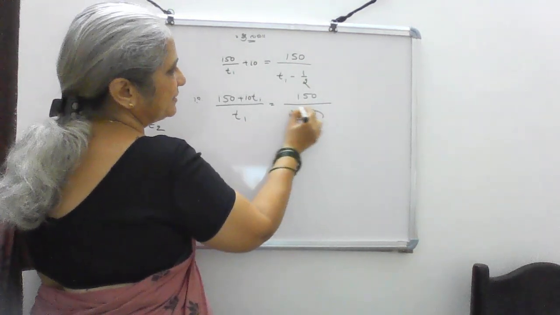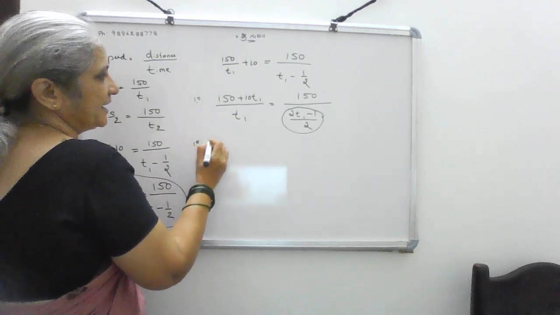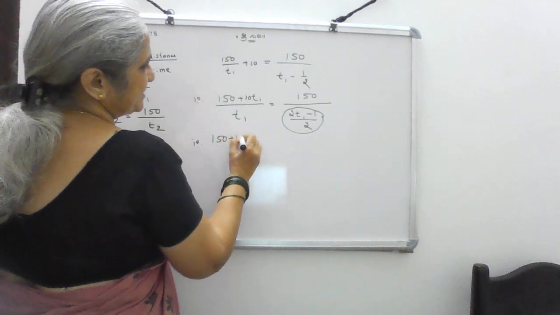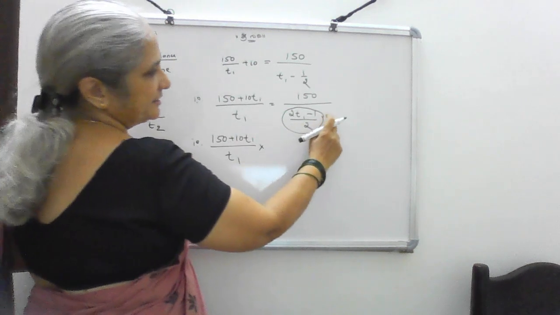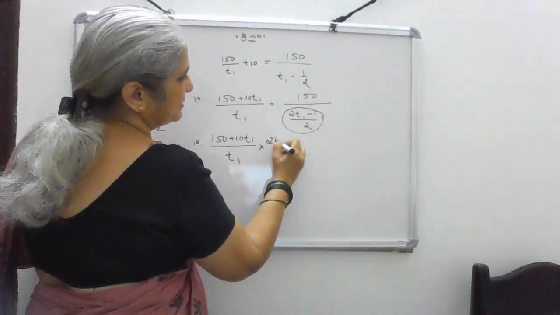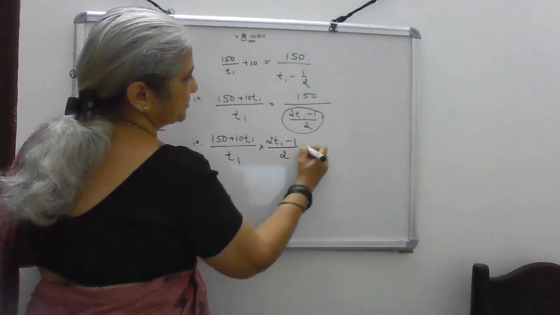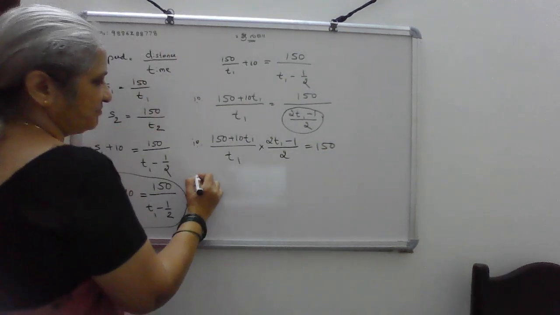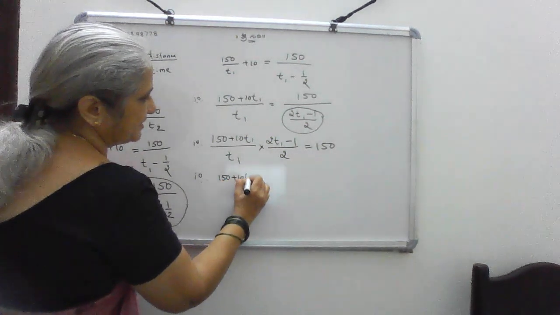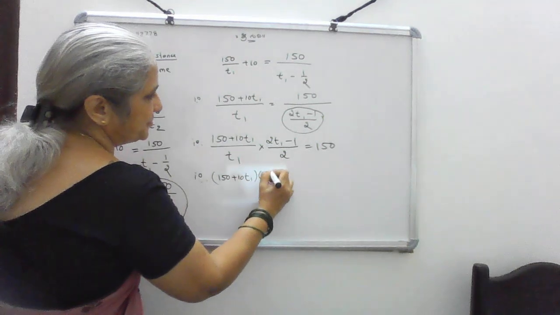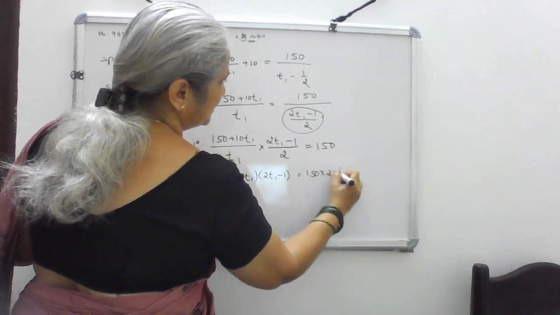Now we transfer this denominator to the other side. We can write it as 150 plus 10T1 divided by T1 into, because it is the division here, we will get multiplication as 2T1 minus 1 divided by 2 is equal to 150. That is 150 plus 10T1 into 2T1 minus 1 is equal to 150 into 2 into T1.